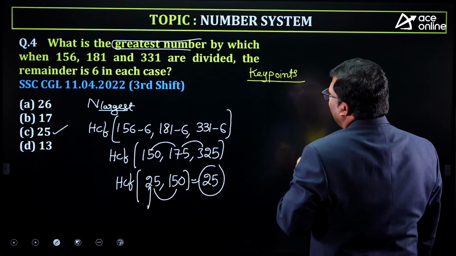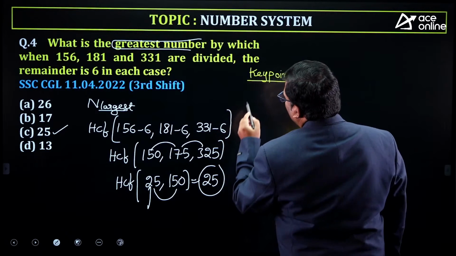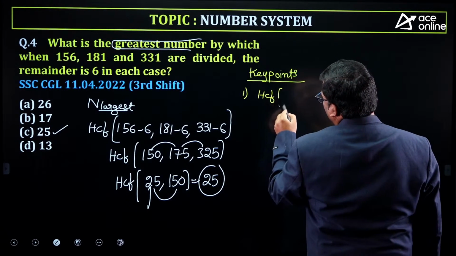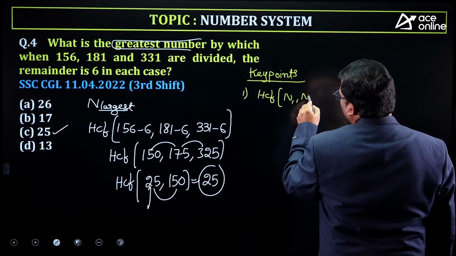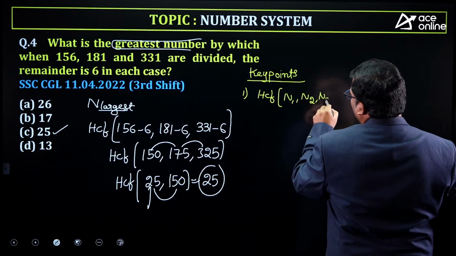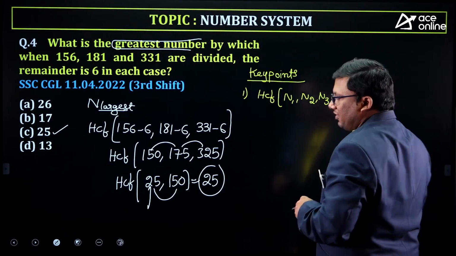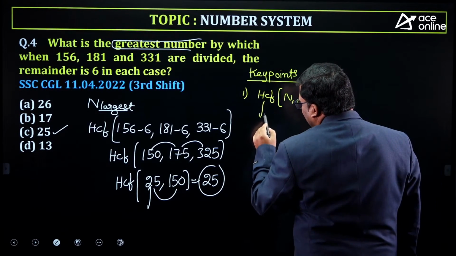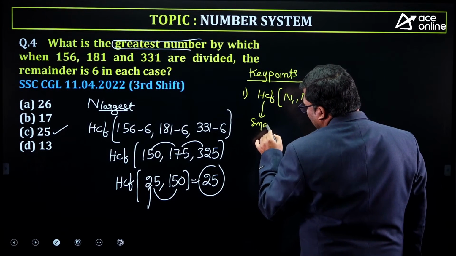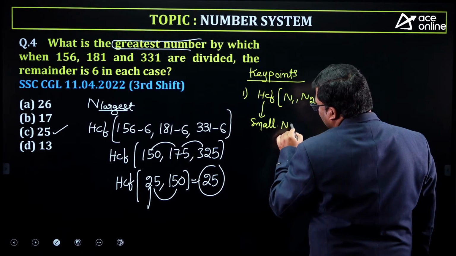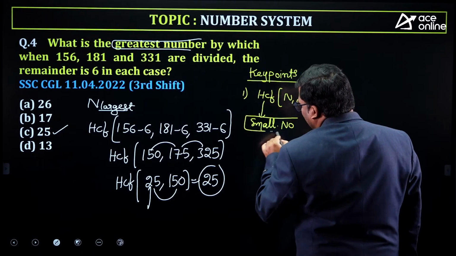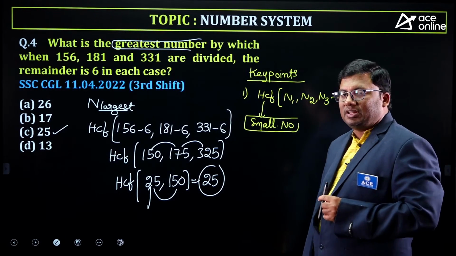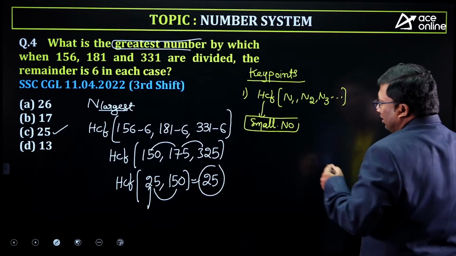First key point: whenever the question is HCF of N1, N2, N3 and so on, whenever you are finding HCF, only concentrate on the smallest number in the input.